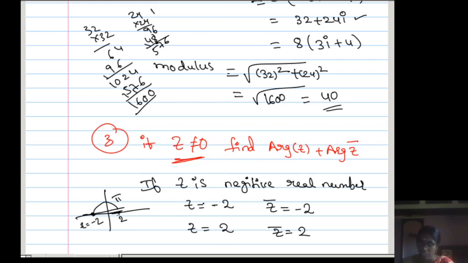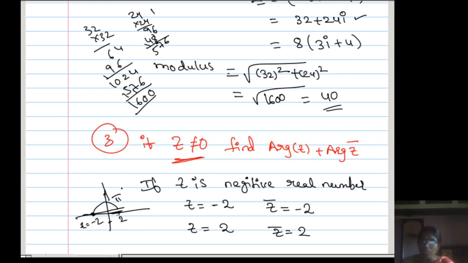Okay, not a real number. Suppose it is a purely imaginary number. Z is not real, purely imaginary. If I take the argument of z on the y-axis, then what happened? It's an imaginary number, and its conjugate goes to this side. So if it is 90, what is here? -90. 90 minus 90, 0.